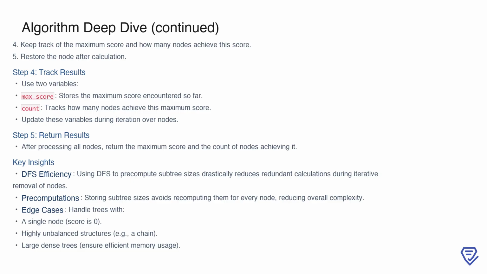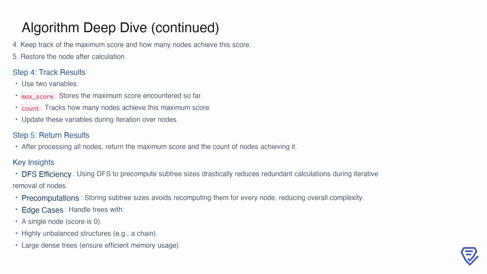For tracking results effectively, we use two variables, max_score to store the highest score encountered so far, and count to keep track of how many nodes achieve this maximum. Finally, once all nodes have been processed, we return both the maximum score and the count. This systematic approach ensures that we efficiently compute the required results while minimizing redundant calculations. The algorithm relies on key insights, such as using DFS to pre-compute subtree sizes, which drastically reduces computational overhead.